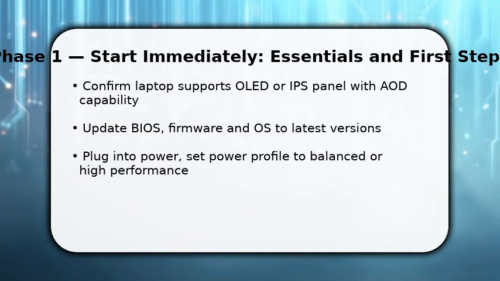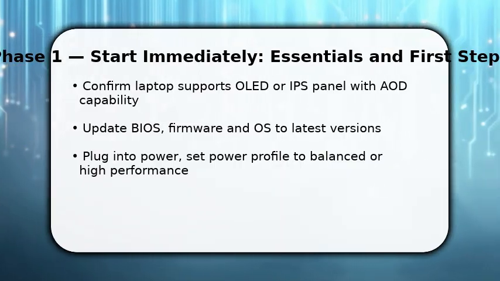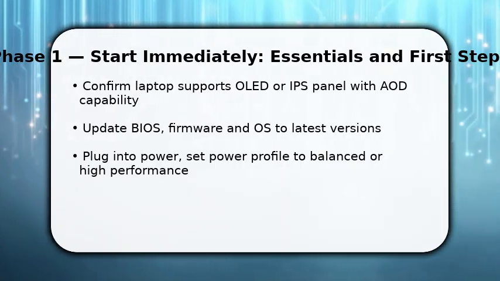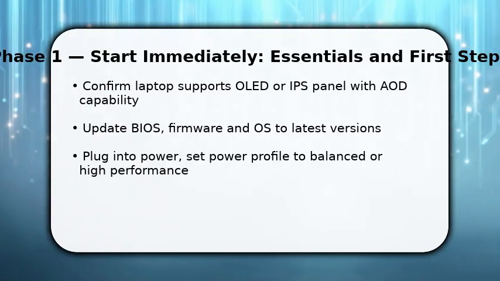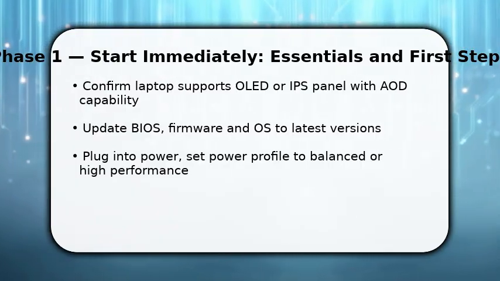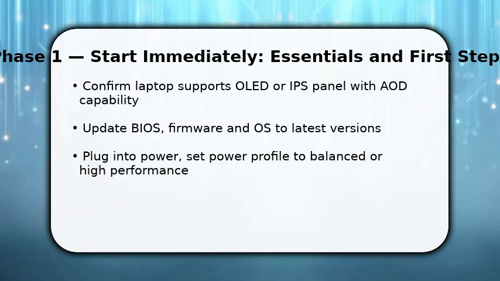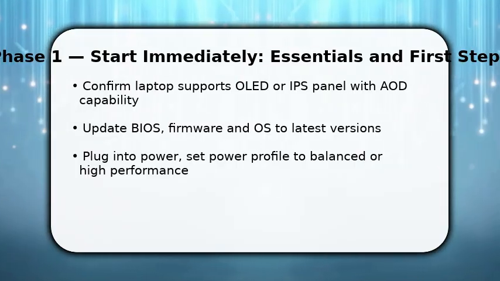Next, plug the laptop into power and choose a balanced or high-performance profile. This prevents aggressive sleep. Now open the display settings and the manufacturer utility. These are the first actionable tools you need to continue.